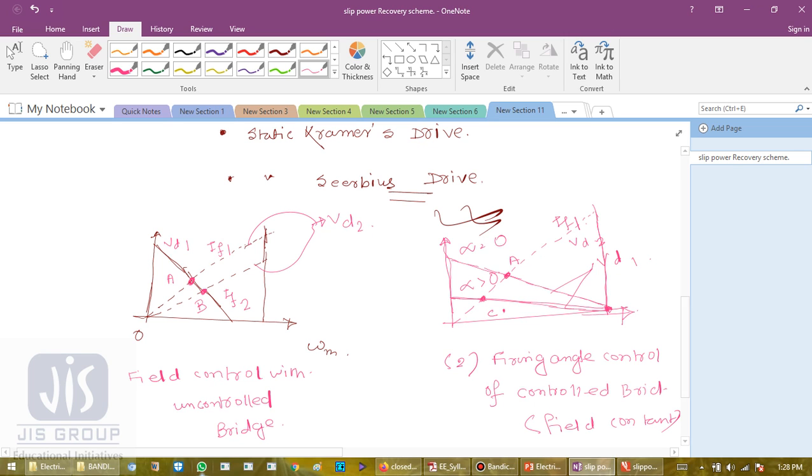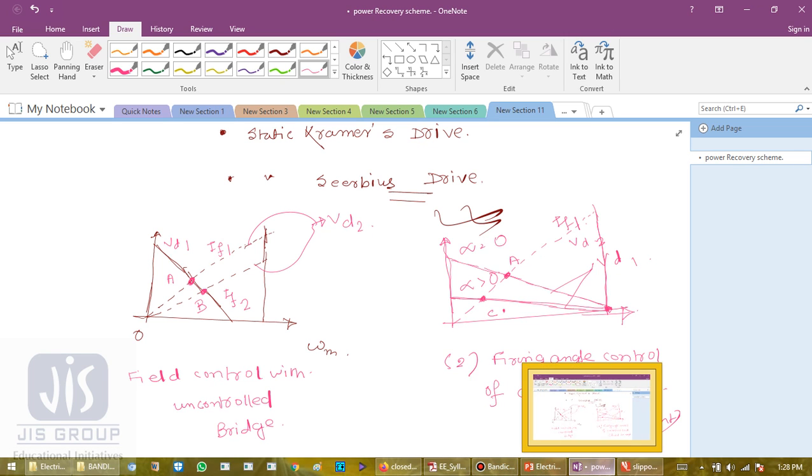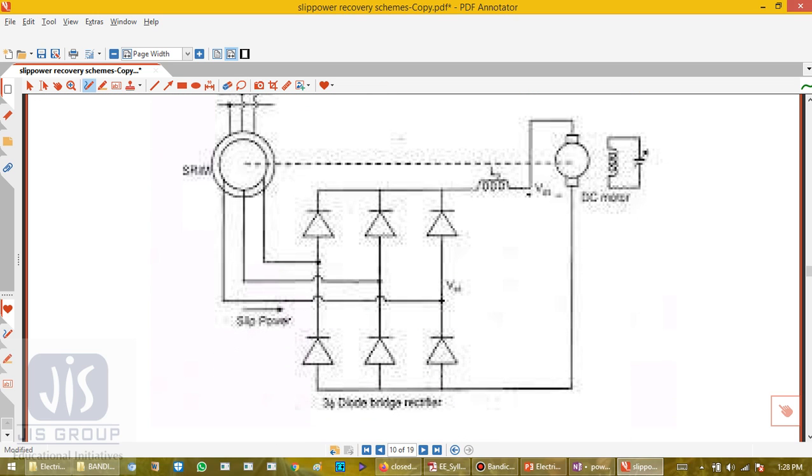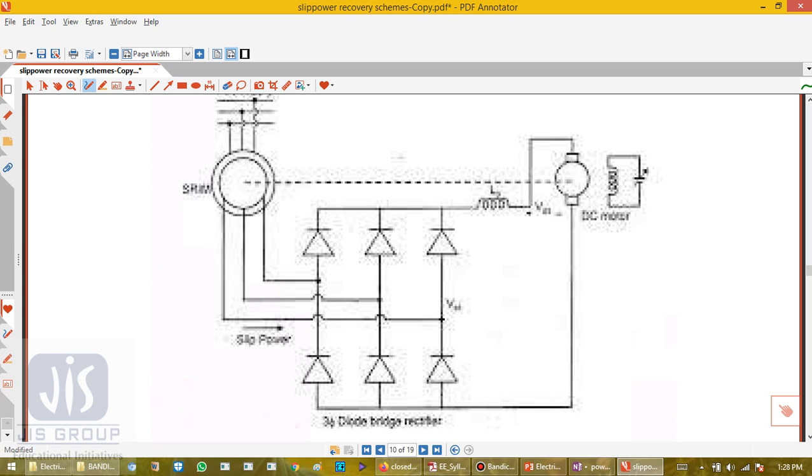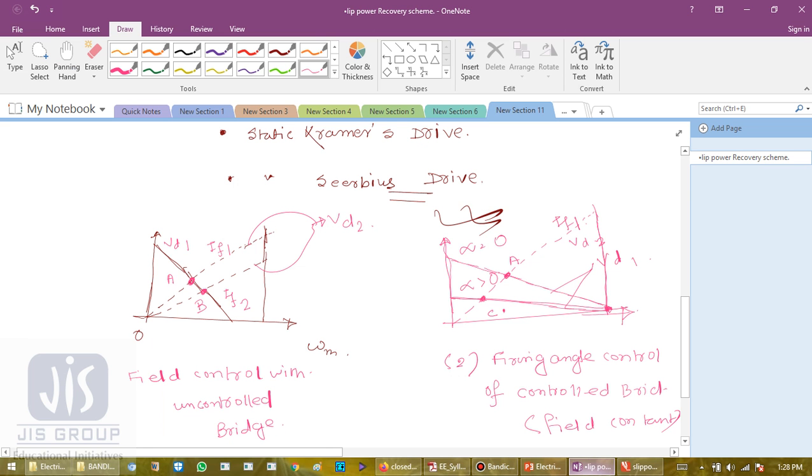Okay, so now if we go through this, you see here, this voltage is VD2, this is my VF, this current is IF, this is my slip power, and this voltage is VD1. Okay, and if you look, this is a diode rectifier circuit. This is the uncontrolled bridge rectifier, and for this the graph which I have shown, this one.